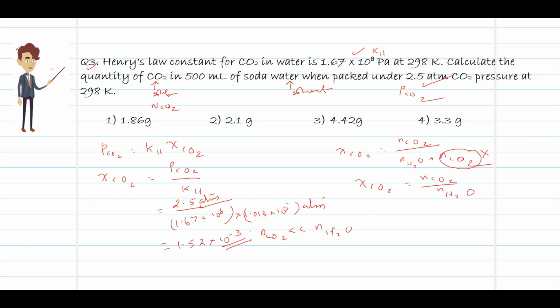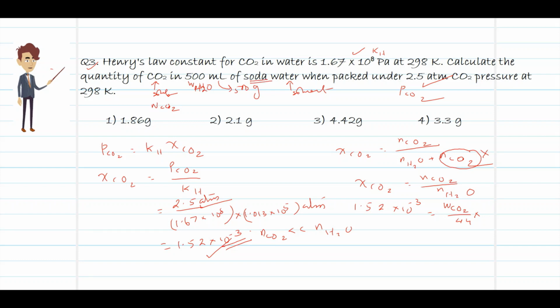Chi CO2 we have already found out: 1.52 into 10 raised to minus 3. nCO2 means WCO2 by molar mass 44. nH2O means WH2O by 18. WH2O is given as 500 ml. 500 ml means 500 gram, since the density of water is 1. So it is 500 gram.